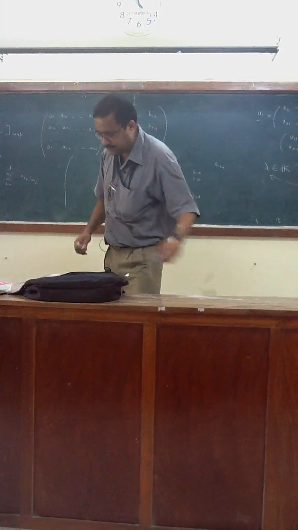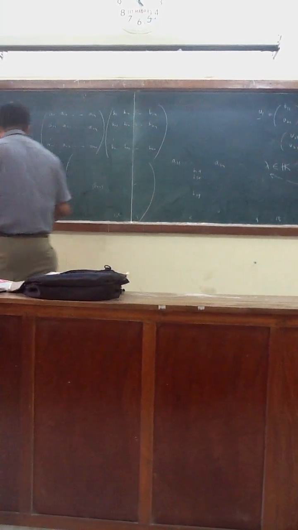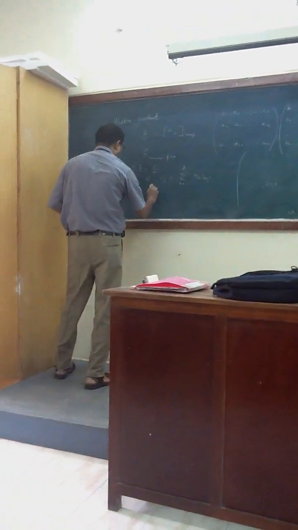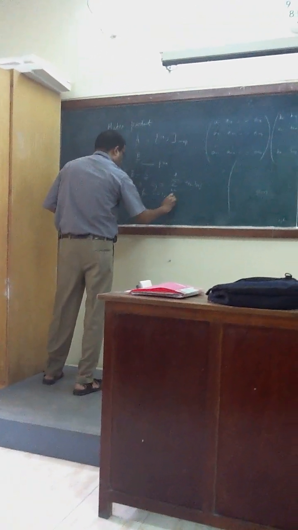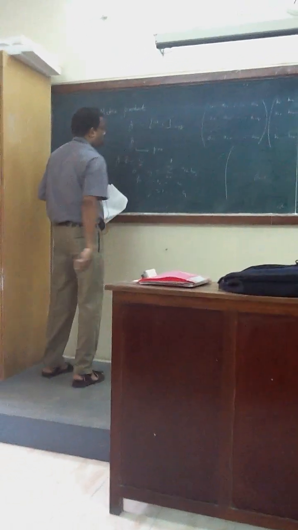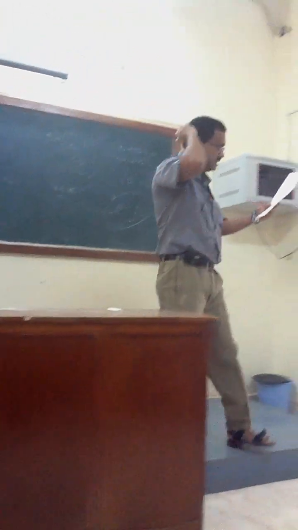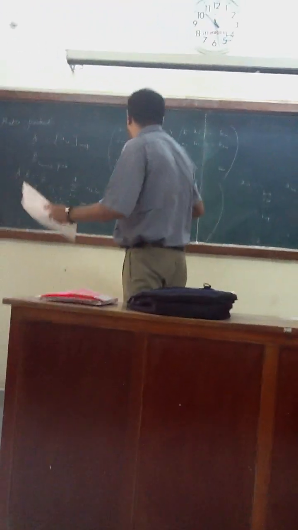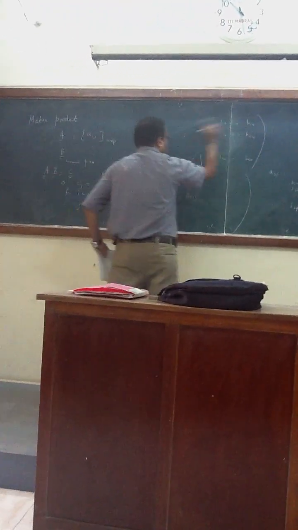Let me finish the definition here. It is for i equals 1 to n and j equals 1 to n. That is the way the i and j can be defined. Next we'll be talking about some more properties.